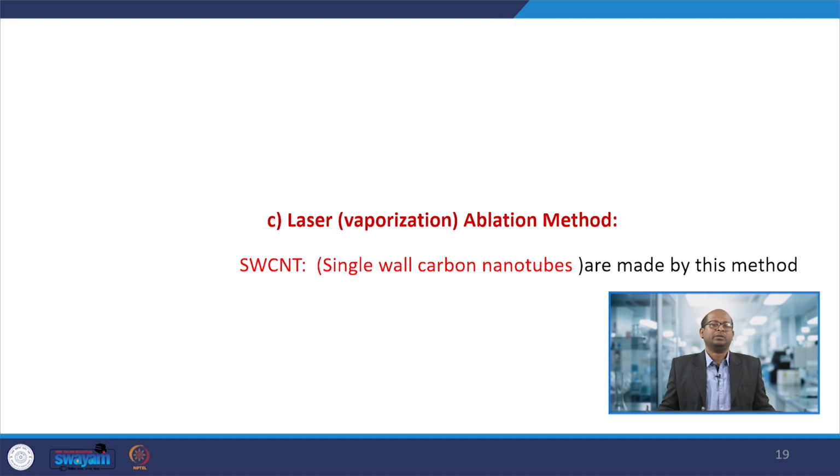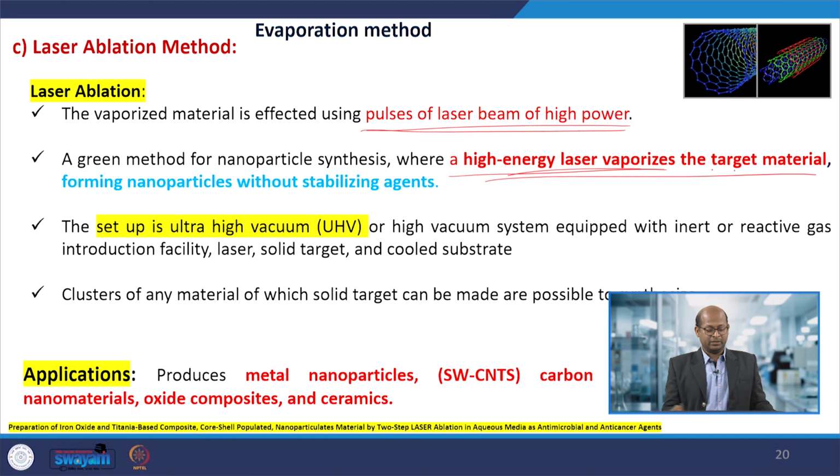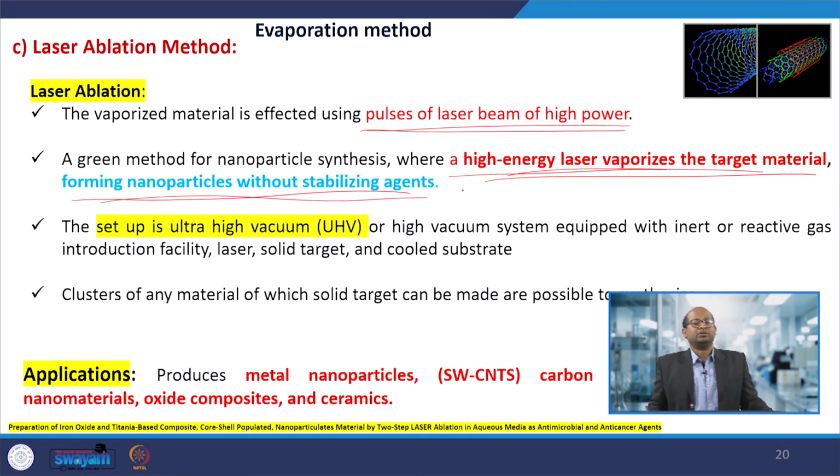Okay, next is the laser evaporation or ablation method. In this particular method we can prepare single-walled carbon nanotubes, but laser ablation is a very costly method. Here a pulsed laser beam of high power, a high-energy laser, is used to vaporize the target material, forming nanoparticles, and we can operate this system without stabilizing agents as well. For laser ablation we have to use ultra-high vacuum chambers or high vacuum systems.